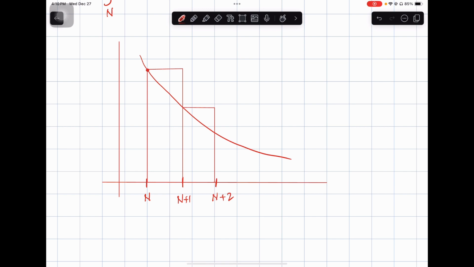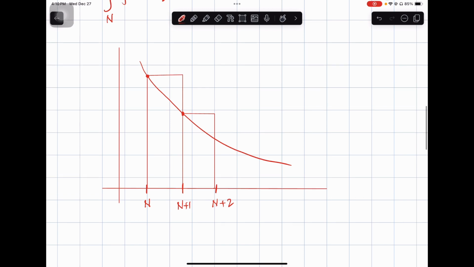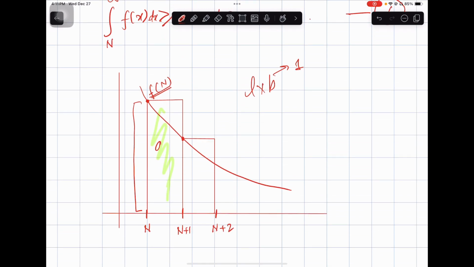So here you can see that the left-hand point of the rectangle lies on the curve, and that's why it's known as the left-hand estimate. So if we were to find the area of this rectangle, what would we have? The formula is the same, length times breadth. The breadth is 1 unit. We've already discussed why. The length would be f of n, because f of n is an. So the area for this rectangle would be an.